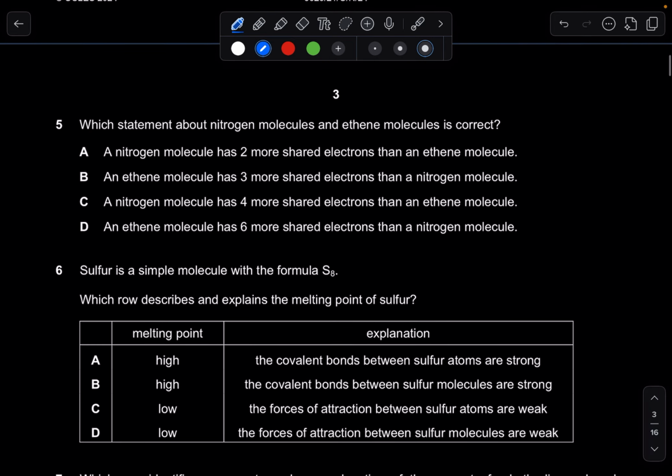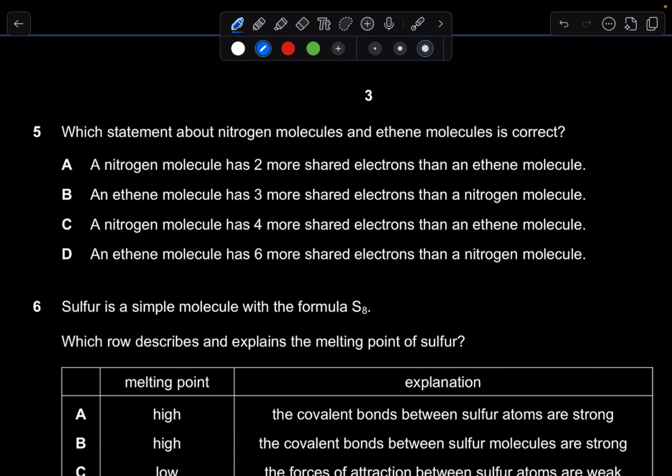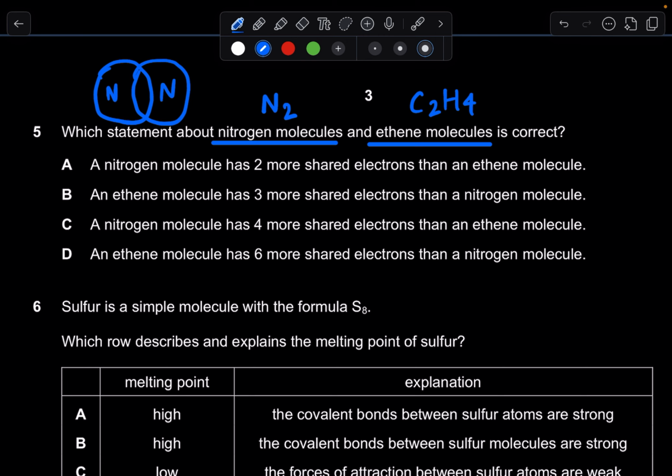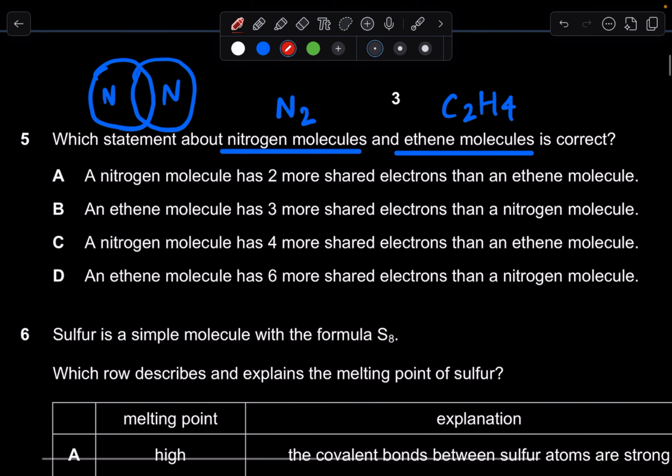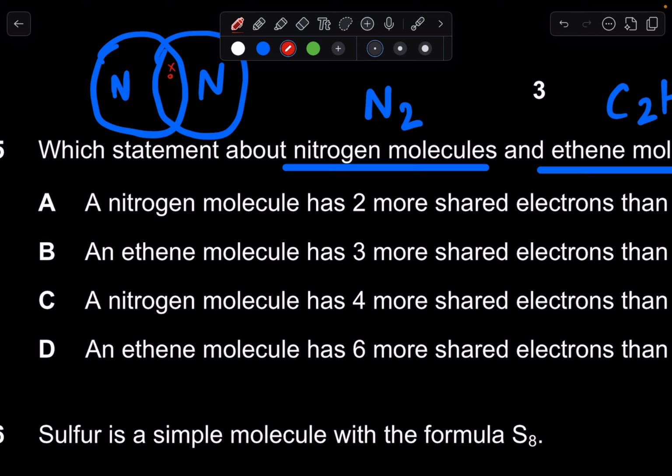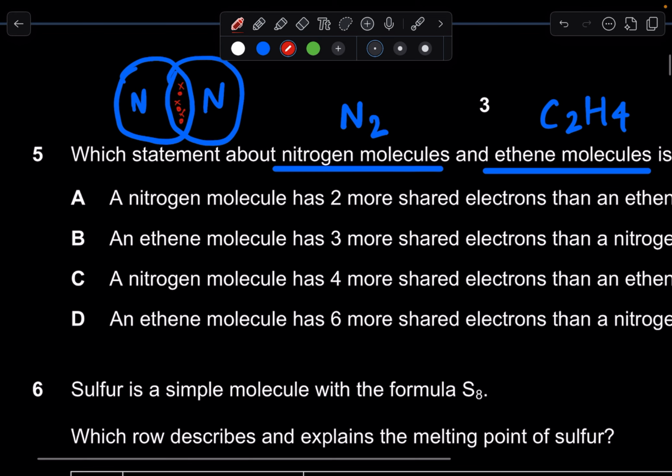Moving on to the next question, which says, which statement about nitrogen molecules and ethene molecules is correct? Nitrogen is N2 and ethene is C2H4. Basically, you have two nitrogens, and between them you are sharing how many? 1, 2 and 3 pairs of electrons. So there's a triple covalent bond, and the remaining electrons are 1, 2, 3, 4 and 1, 2, 3, 4 on each nitrogen.